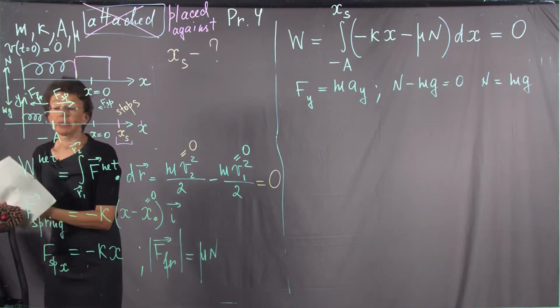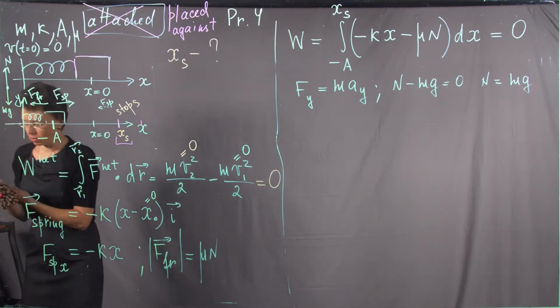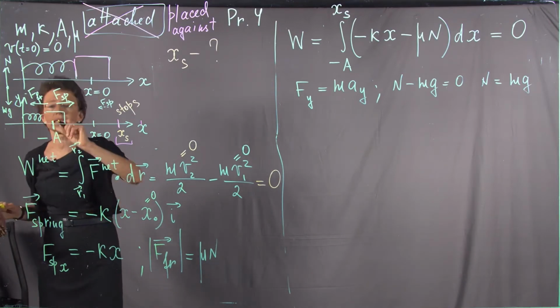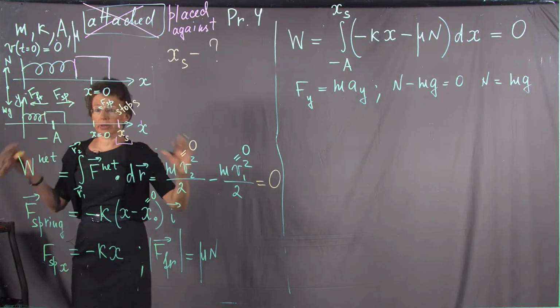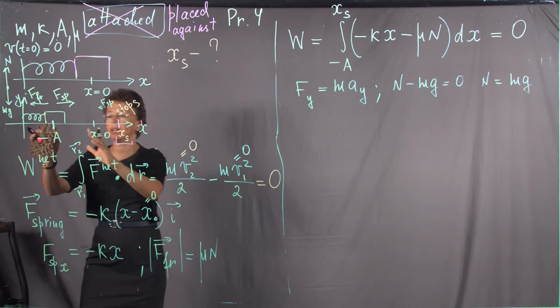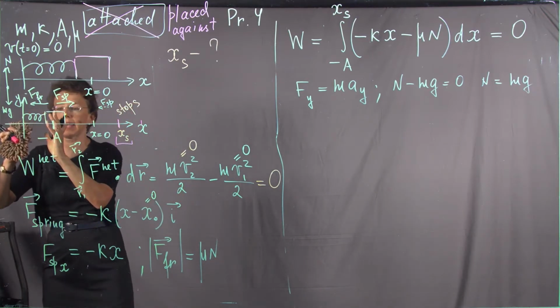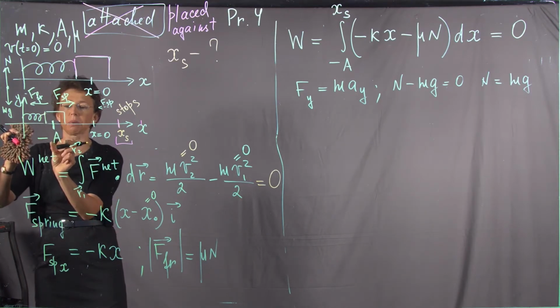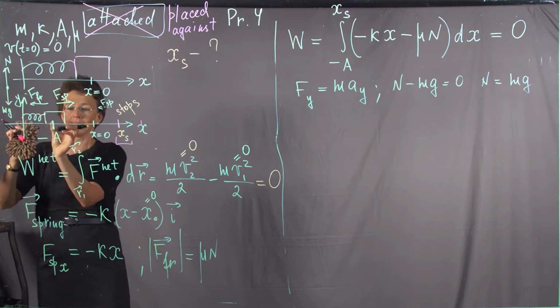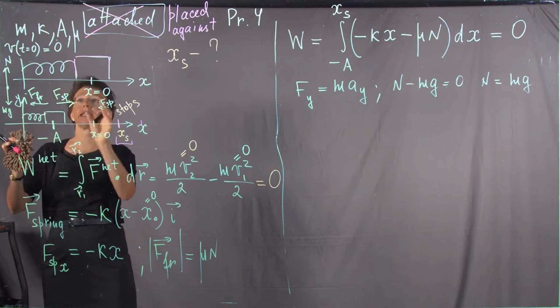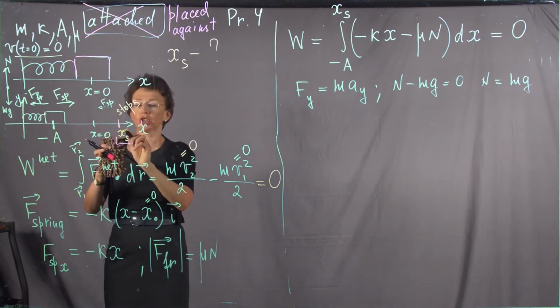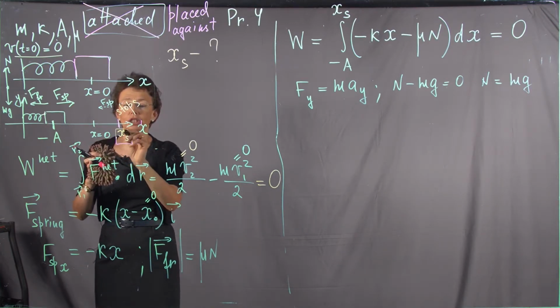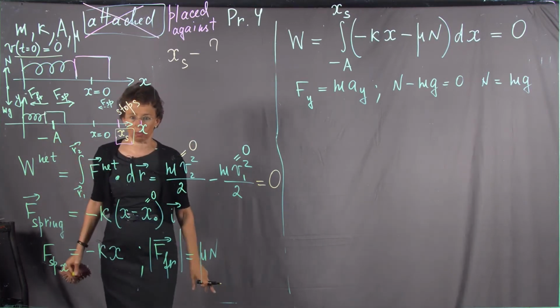What's happening now, it is placed again. The rest is the same. So the block is placed against the compressed spring. The spring is compressed by amount of A. It starts, then it is released from rest, and it stops at some point. I need to find where will it stop.